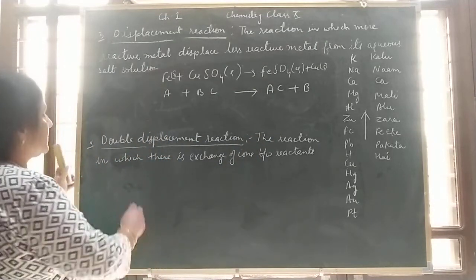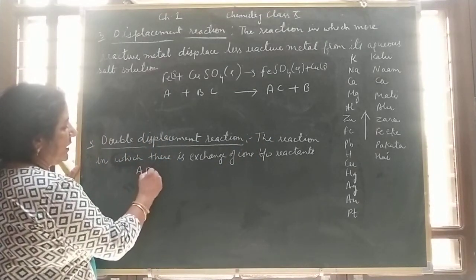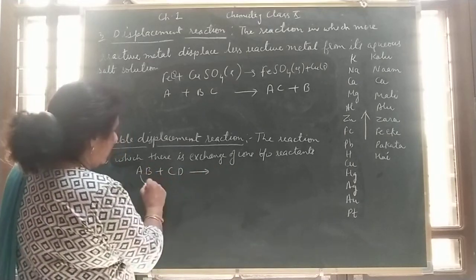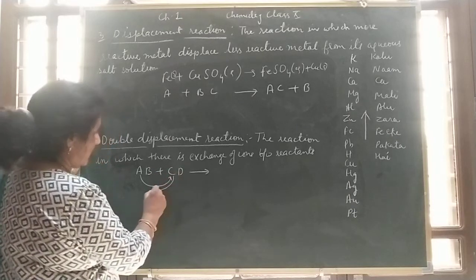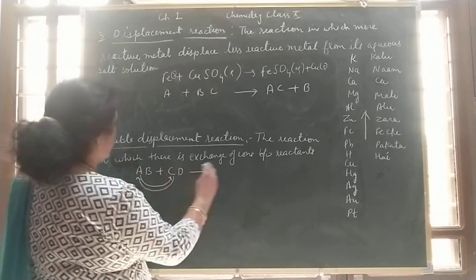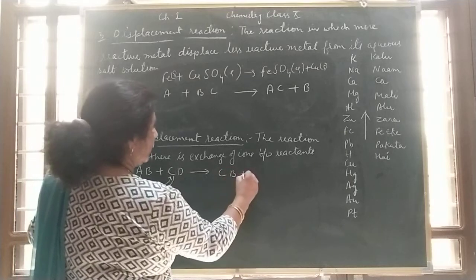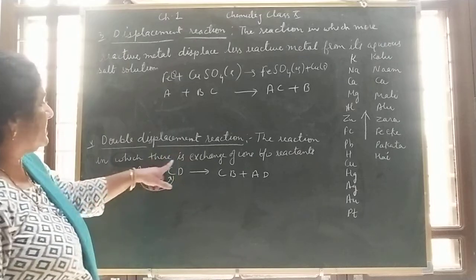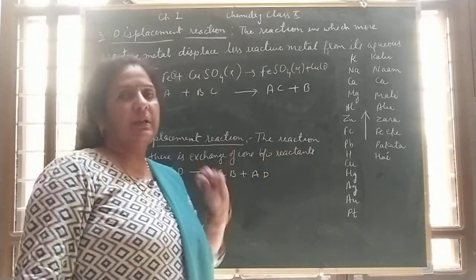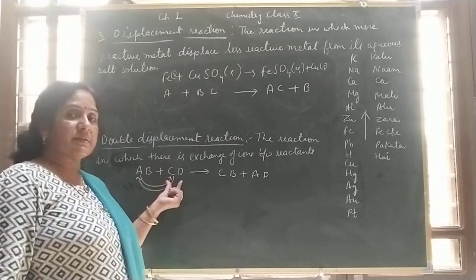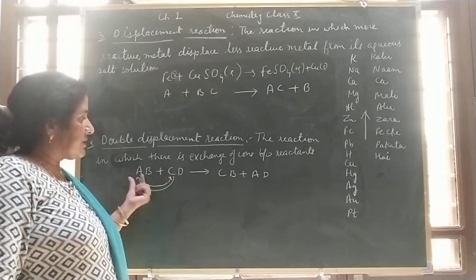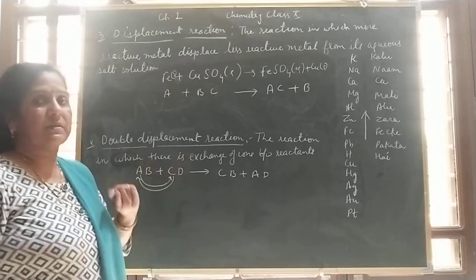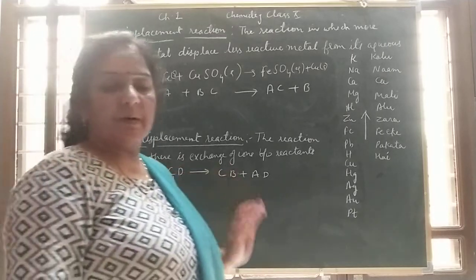In case of double displacement reaction, we have salts AB plus CD. A will take this place and C will come to this place. So it will become CB plus AD. It means the reaction in which there is exchange of ions between the reactants. These two are the reactants, and there is exchange of ions between these two. Here they are exchanging their ions. This is called double displacement reaction.